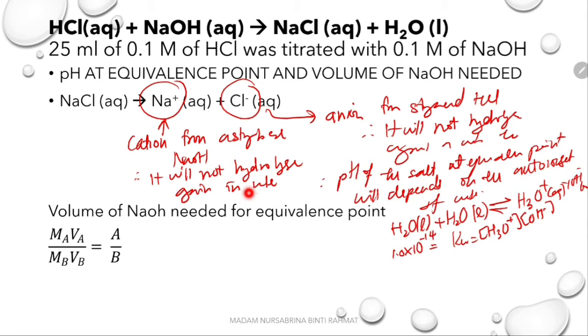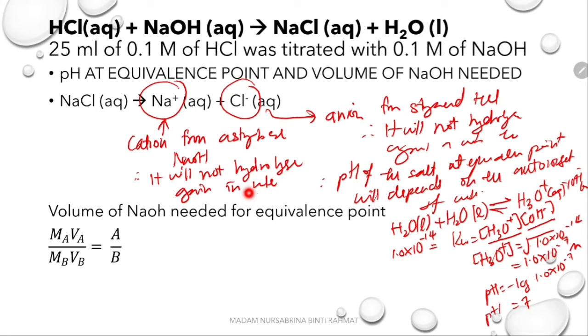So at equilibrium, we have equal concentrations of H3O+ and OH-. Therefore, the H3O+ concentration is simply the square root of 1.0 times 10 to the power of negative 14, which is 1.0 times 10 to the power of negative 7 molar. So your pH is negative log of 1.0 times 10 to the power of negative 7, which is 7. So at the equivalence point for this titration, the pH is equal to 7.